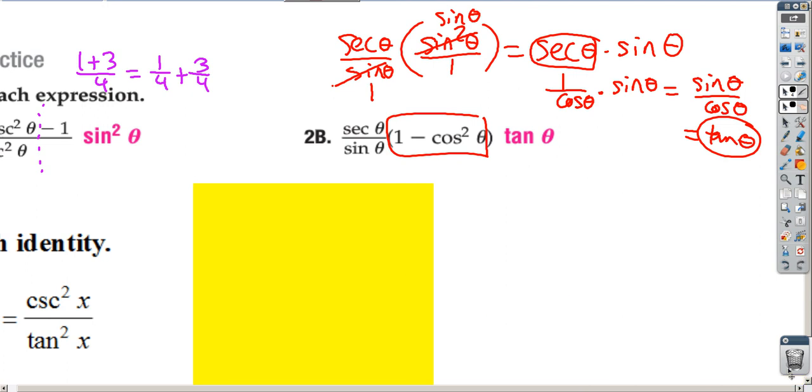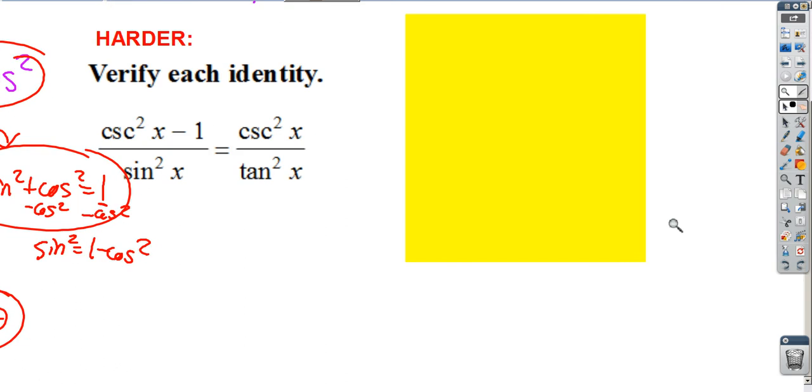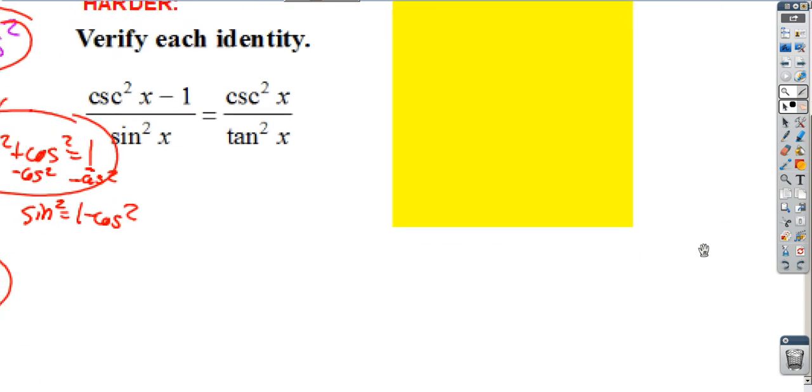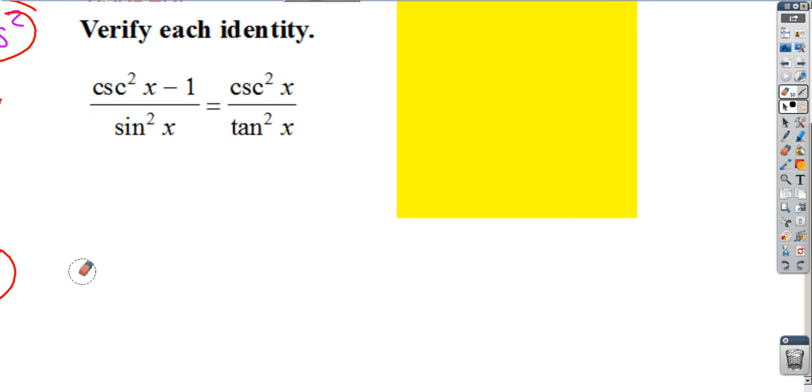We got sine squared. Alright, this last one is definitely harder. Verify each identity. We want to verify that those two sides, remember identity means that the sides are equal. Let me just erase this so we have more space. I want to change the left side into the right side.